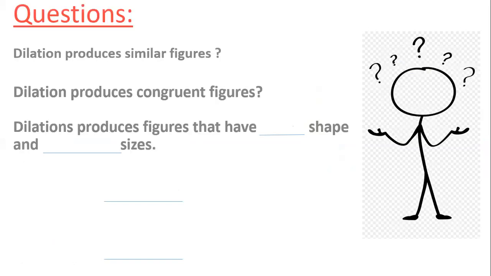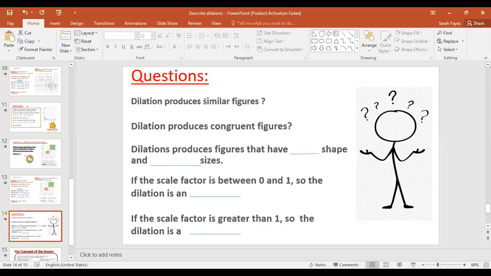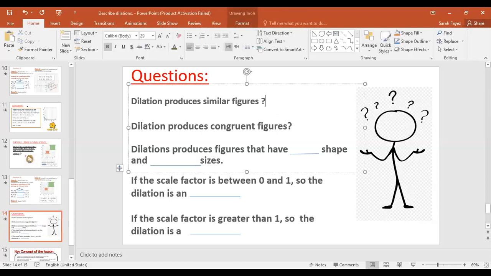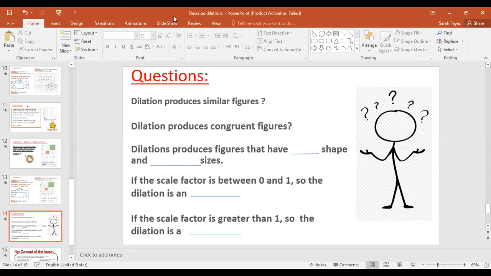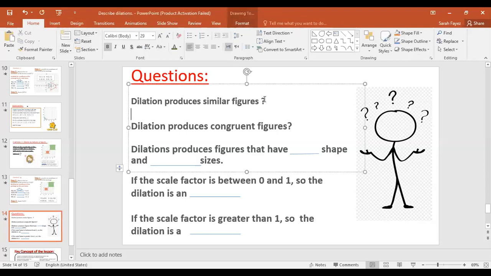Very good. Now I just want to ask some questions to check your understanding. Dilation produces similar figures, yes or no? Yes. Why? Because they're the same shape but different size. Yes, very good. Dilation produces congruent figures, raise your hand.